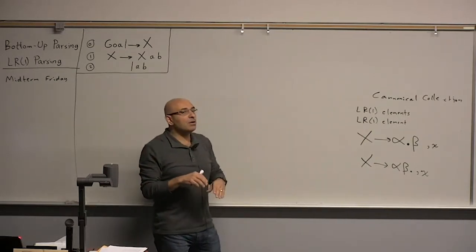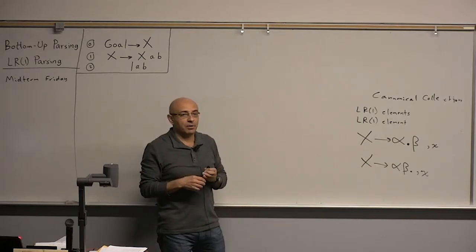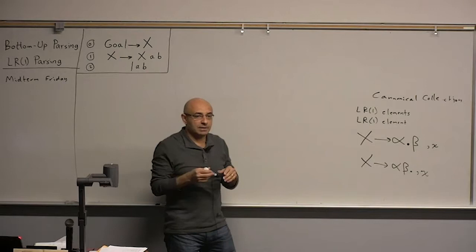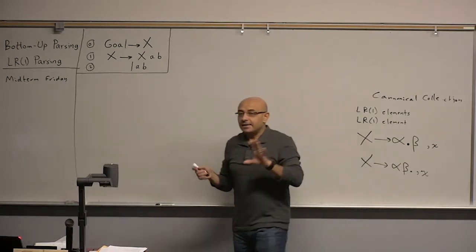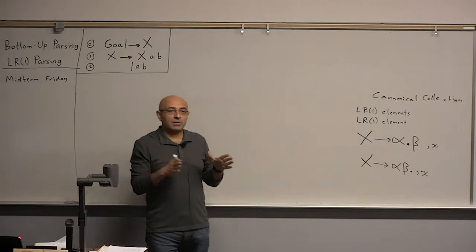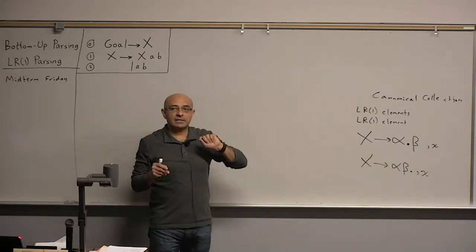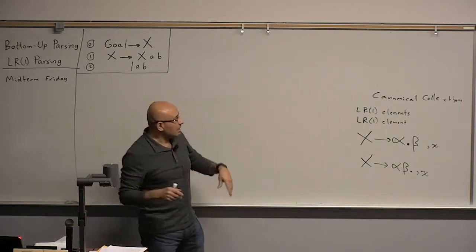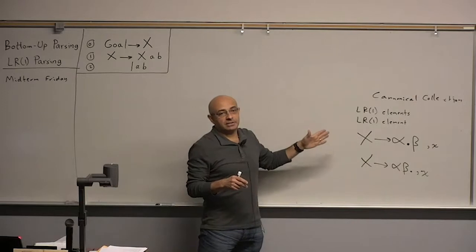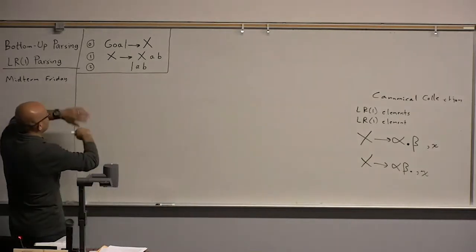But if there are no valid possibilities at a given point, what does that mean? It's a syntax error. It means that there's nothing wrong with our grammar or our parsing technique. The input string has a syntax error, so it does not belong to the language that this grammar generates.